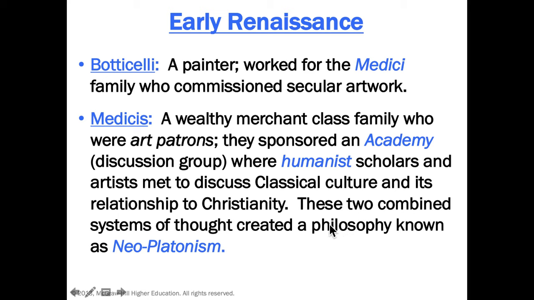So these two combined systems are now called Neoplatonism. So you're taking in the ideas from Plato, from classical Greece and Rome. Plato's from that time period. He's, at this point, 1400 years back, and is combining it with Christianity.